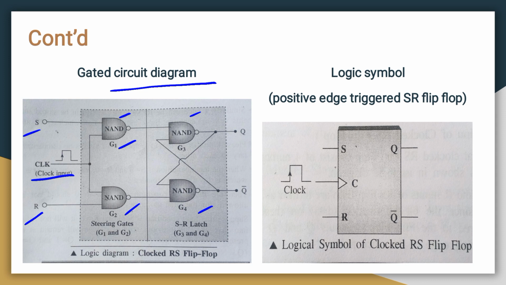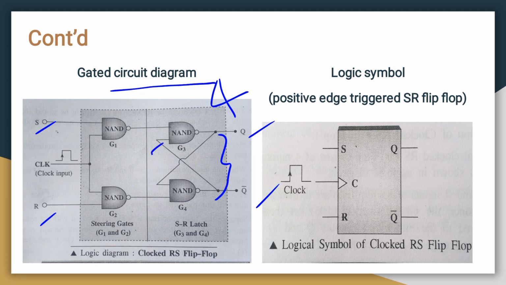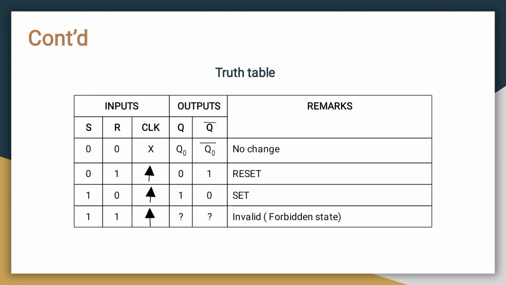So see the circuit. We have 2 inputs and 2 outputs, 4 NAND gates, the last 2 feeding back to the same 2, and the clock fed to the first level of gates. So this is about the gated circuit diagram. So let's see the truth table. What will happen when a combination of inputs is applied? So this is the truth table.